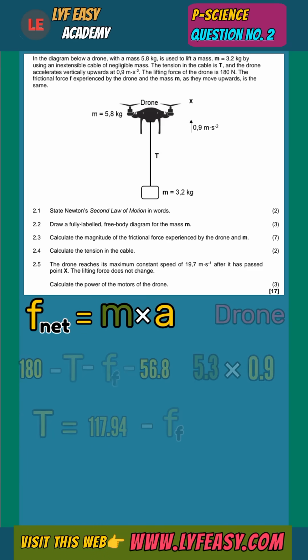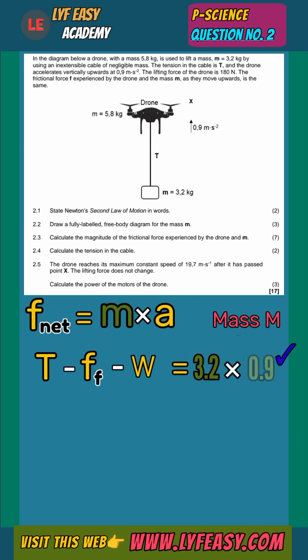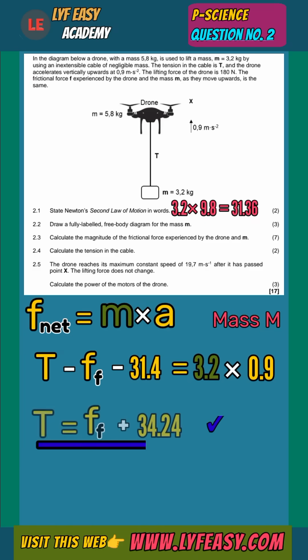Then we write the net force around the mass m. Net force is the sum of tension force minus frictional force minus weight force, all equal to mass times acceleration, which is 3.2 times 0.9 respectively. Weight force is 3.2 kilograms times 9.8. Tension and friction are unknown. We make T the subject of the equation, and we label it equation 2.